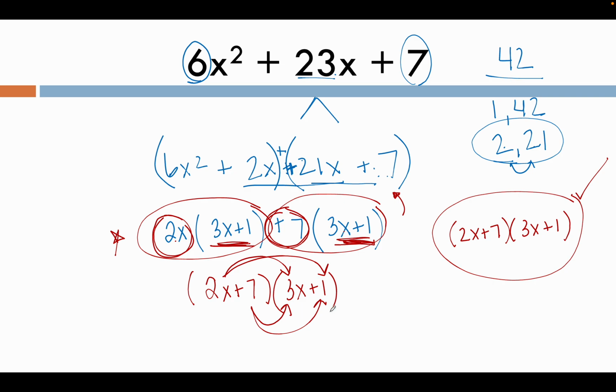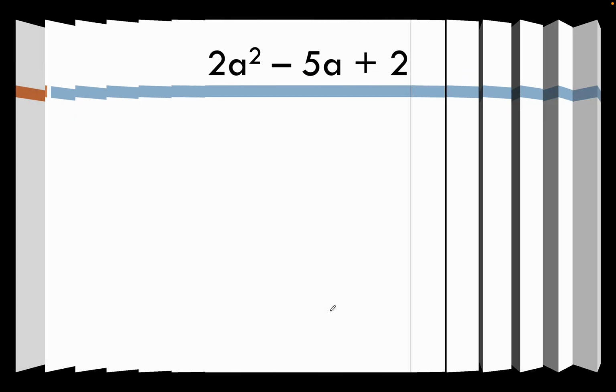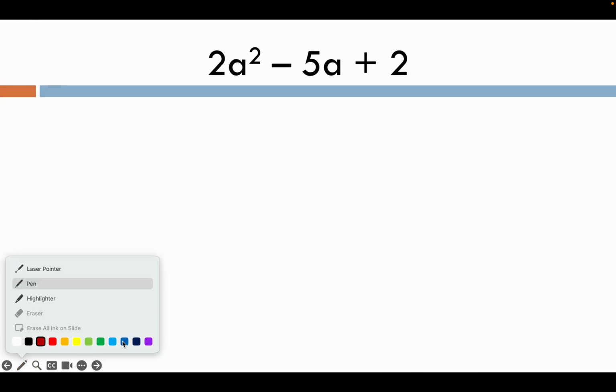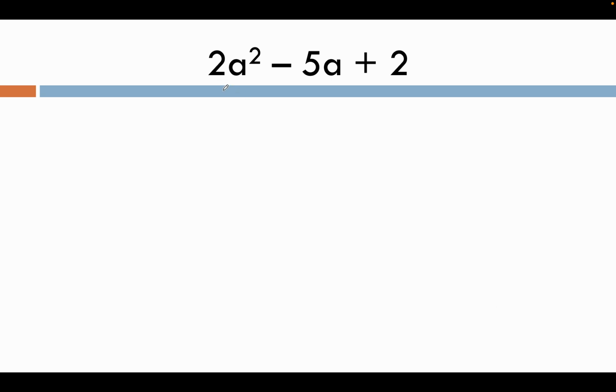Now that's a lot of steps, so we need to do another one or two to make sure that we get those steps down. So here we go. These are the same examples that we did with the trial and error method. So starting by first multiplying a times c, 2 times 2 is 4.